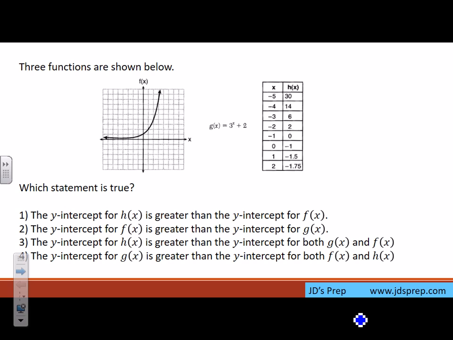If our function is given to us as a graph, as it is for f of x, what we're looking for is the y-coordinate of the point where the graph crosses the y-axis. That point is located right here, and the y-coordinate of that point is 1. So f of x has a y-intercept of (0, 1).